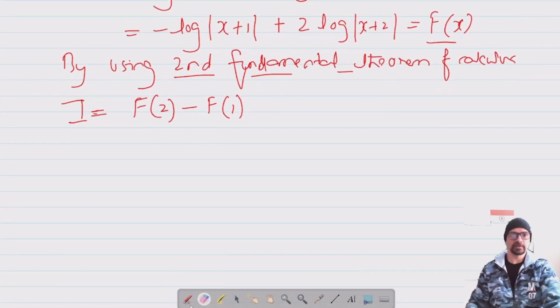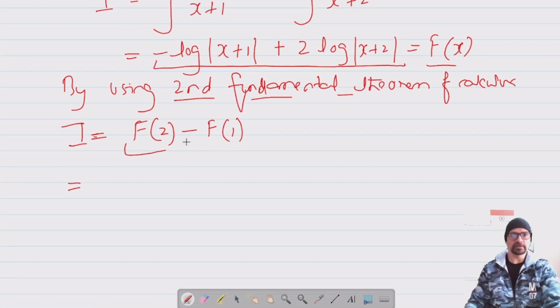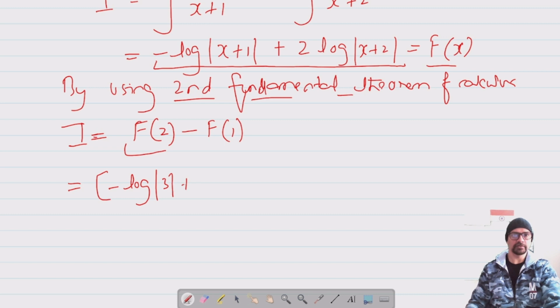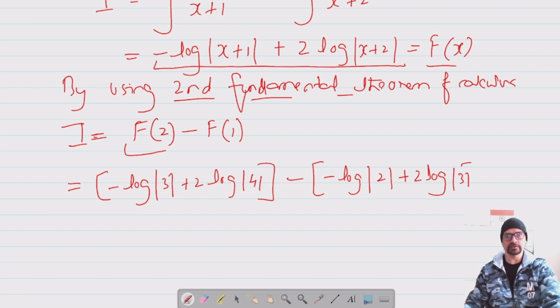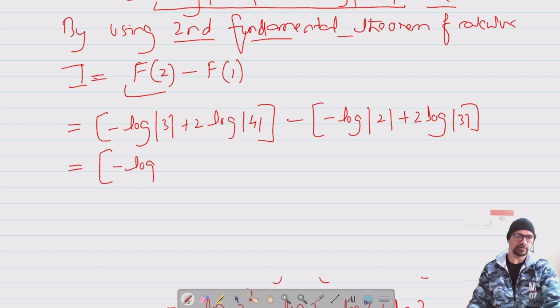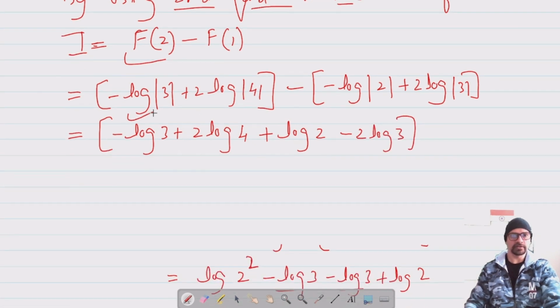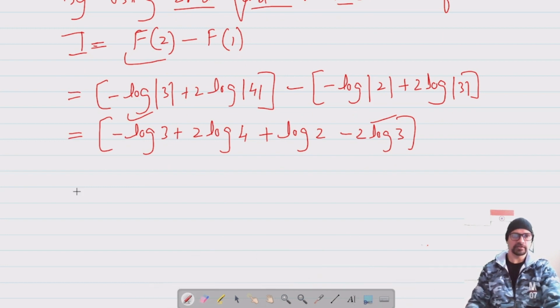So now the value of the function at 2. This is our function, so let me evaluate the value for 2. This will be minus log of 2 plus 1, which is 3, plus 2 log of 2 plus 2, which is 4, minus the value of the function at minus 1, which is minus log of minus 1 plus 1 plus 2 log of minus 1 plus 2. Now this is negative log 3 plus 2 log 4. Let me open up the bracket, so it's plus log 2 minus 2 log 3. Now minus log 3 and minus 2 log 3 is minus 3 log 3, and this is log 2 plus 2 log 4.